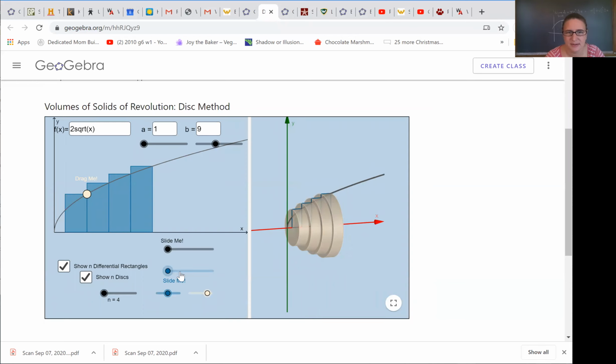Right, slide me. And it kind of goes around. And as it goes around, you can see the picture of those 4 disks. And each of those 4 disks, you can figure out the delta x and the radius, which is going to be f of x, given by that point, right? Now, as you can see, if I increase the number of rectangles, then of course I'm going to increase the number of disks, and just like with area, it's going to get closer and closer to an approximation of the correct thing, right?